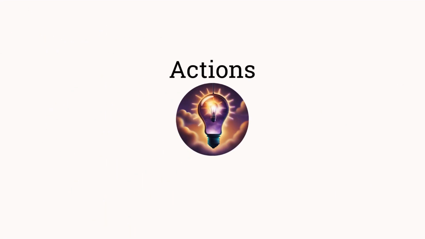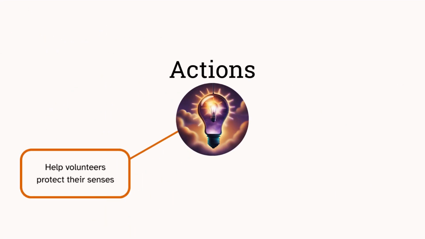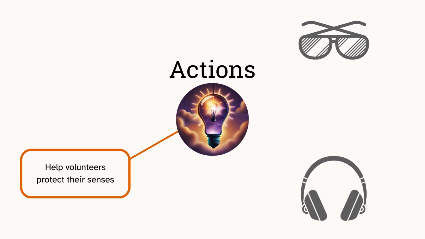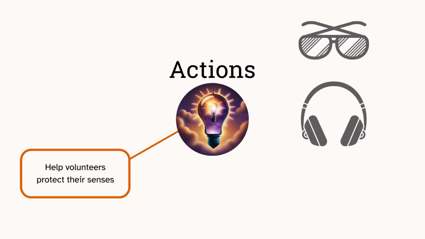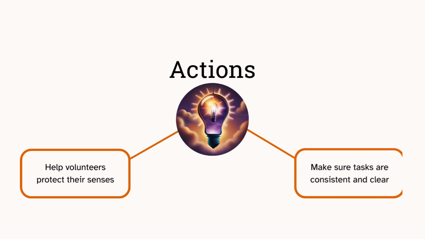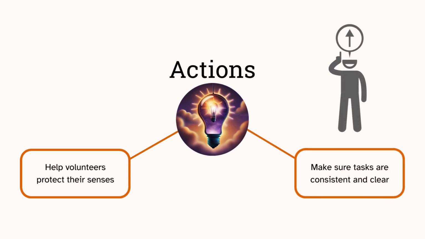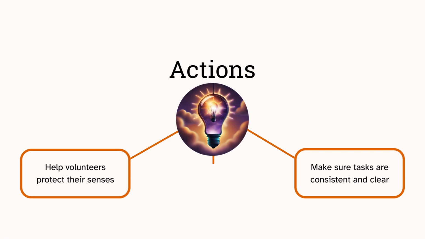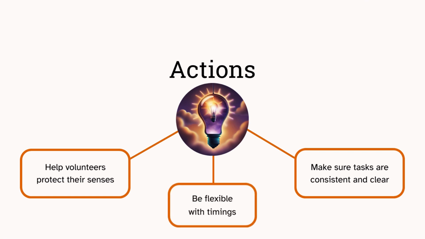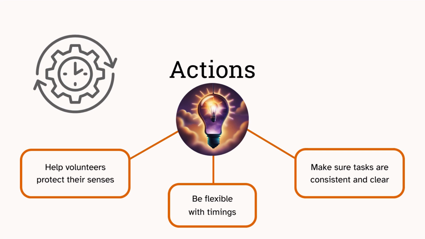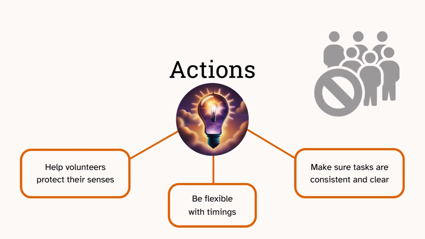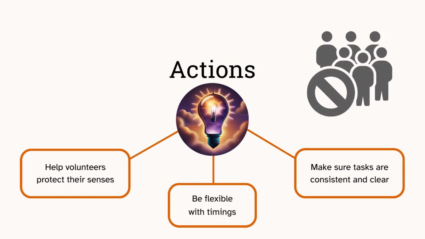Actions. Help volunteers to protect their senses. For example, allow volunteers to wear sunglasses or a hat under bright fluorescent lights. Allow volunteers to wear earplugs or headphones in noisy spaces. Avoid using strong scents, such as air fresheners or cleaning products. Make sure that assigned tasks are straightforward and similar each week. Be flexible with timings, for example, for specific tasks or the start of volunteering sessions, to help volunteers avoid large groups of people if needed.